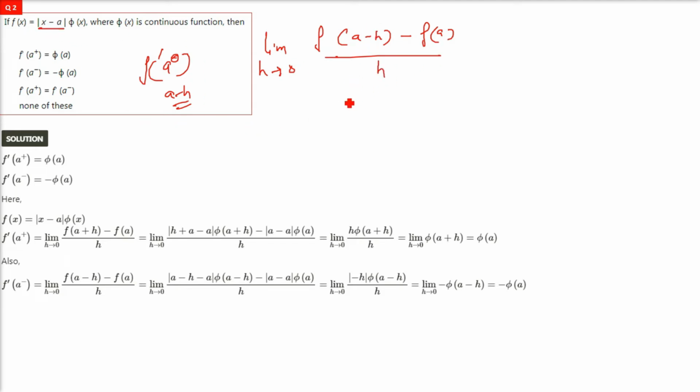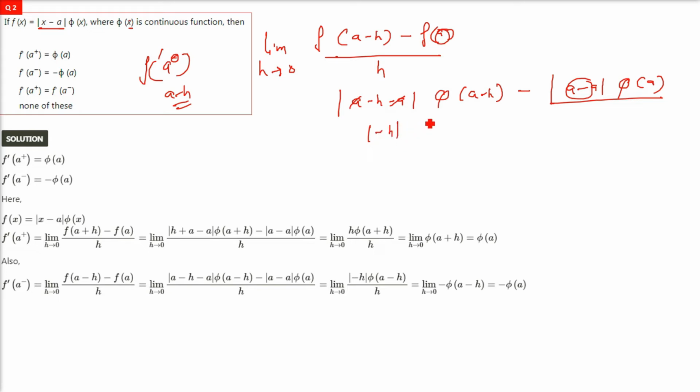Replace x by a minus h. So, in place of x in phi, replace it by a minus h, and then we have minus mod a, just replace it by a minus a, mod a minus a, and phi a. Now I am not writing the denominator. First you see here a minus a is 0, so just cancel it out. So what do you get? Mod minus h and phi a minus h.